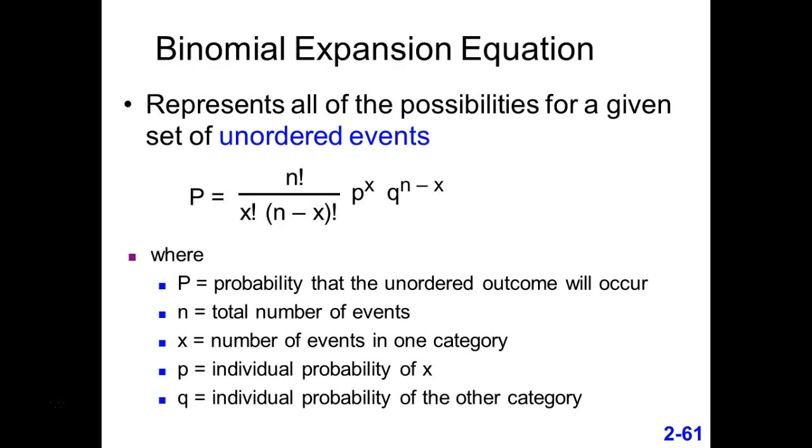So can anyone think of an example where we would use this? There's a set of events, and we want to know the probability within that set. So what do we mean by a set? What do you guys think? A family could be a set, right?